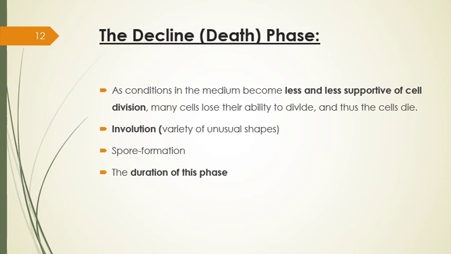As conditions in the medium become less and less supportive of cell division, many cells lose their ability to divide. Thus, the cells die. In this decline phase or death phase, the number of live cells decreases at a logarithmic rate, as indicated by the straight downward sloping diagonal line in the earlier picture of the growth phases. During the decline phase, many cells undergo involution, that is, they assume a variety of unusual shapes, which makes them difficult to identify.